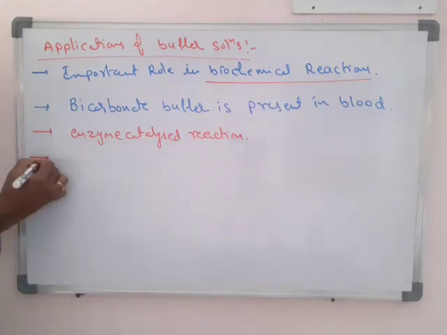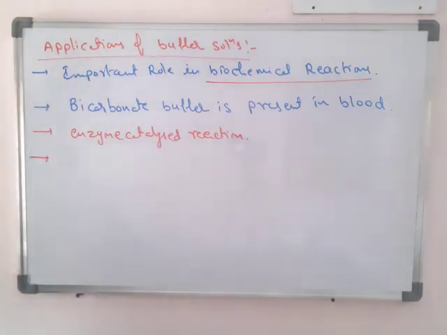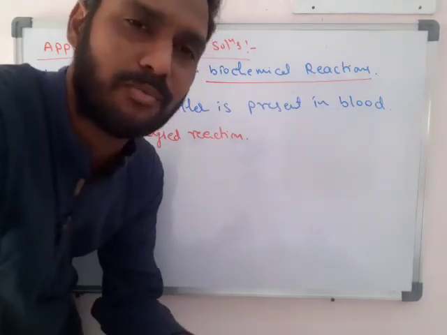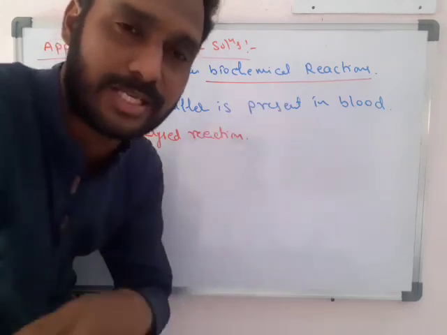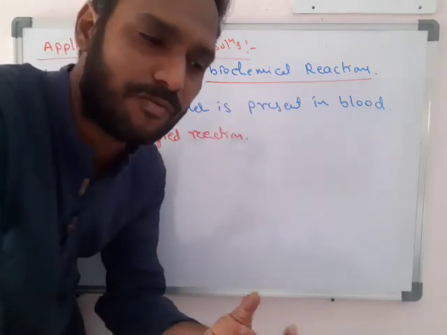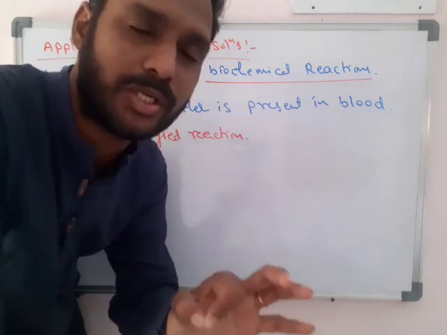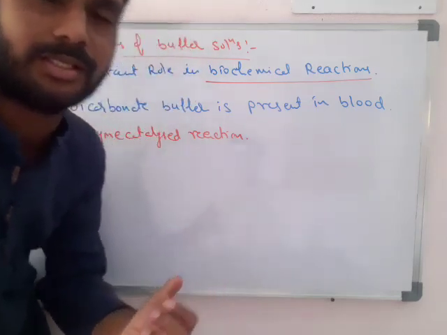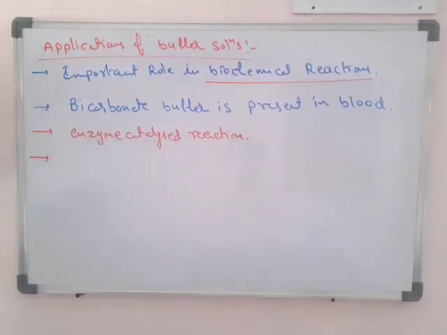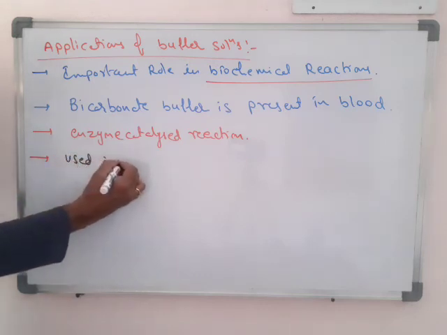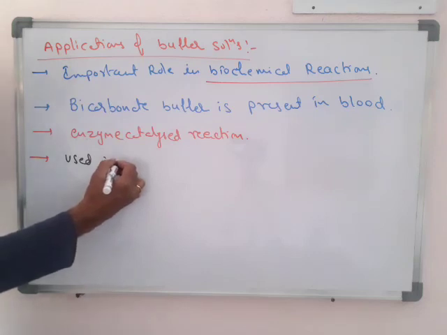So enzyme catalyzed reactions, nothing but enzymes also maintain the controlling pH. Next, one more very important use is in industries. In industries also they use many buffer solutions. For example, in the soap industries, they must maintain a perfectly controlled pH. Simply we can say buffer solutions are used in industrial synthetic processes.